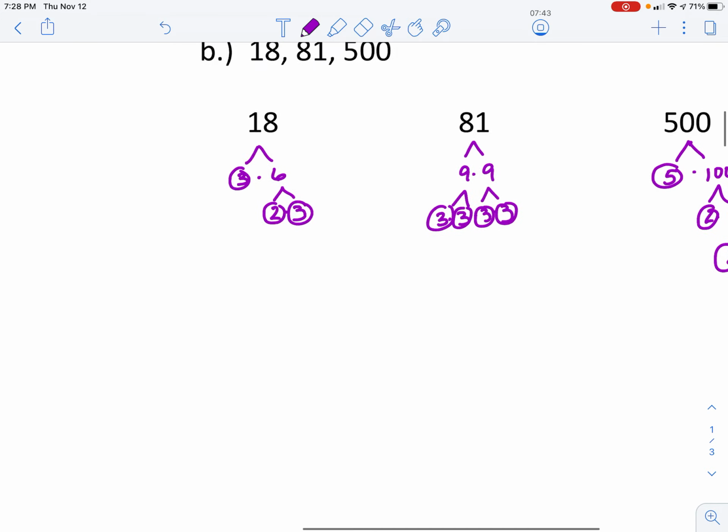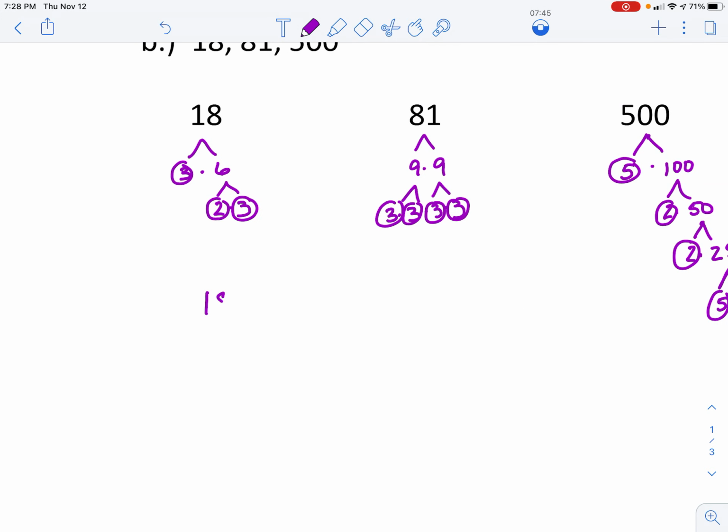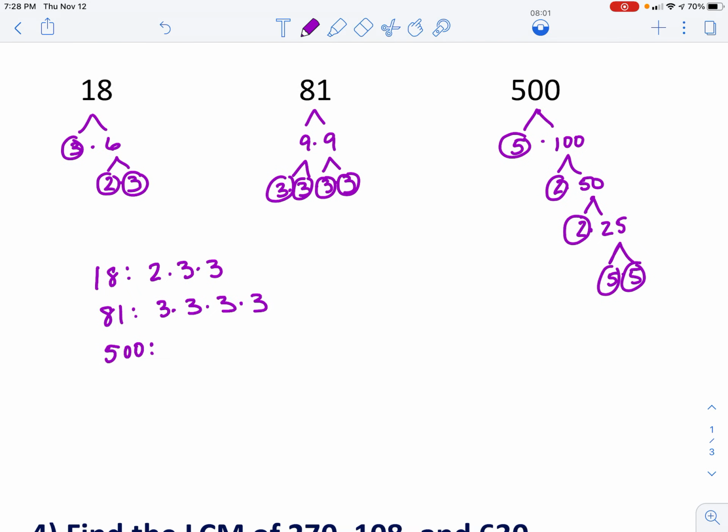So I'm going to come down here and I'm going to write those primes, and then we're going to select the most occurring primes. So for 18, we said we have 2 times 3 times 3. For 81, we have 3 times 3 times 3 times 3. And for 500, we have 2 times 2 times 5 times 5 times 5.